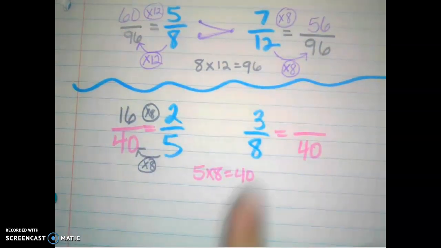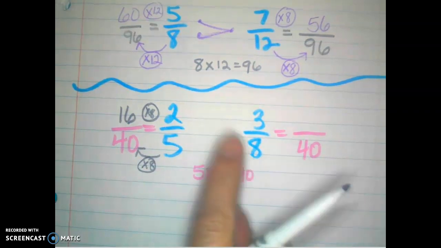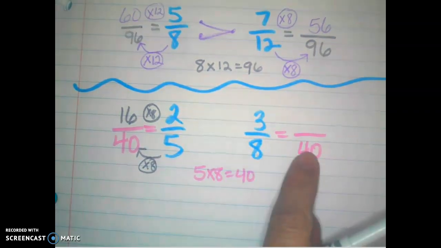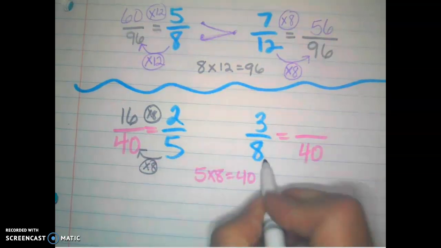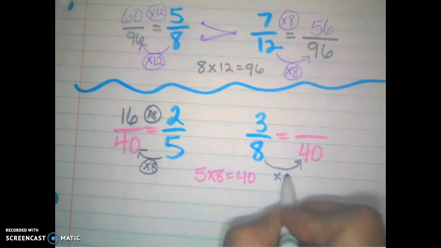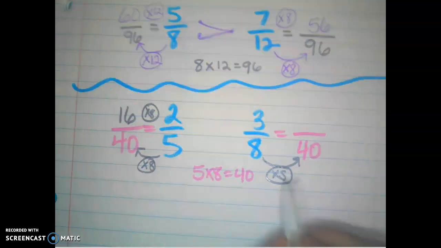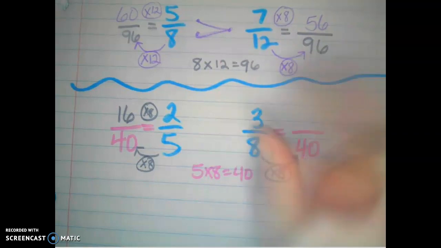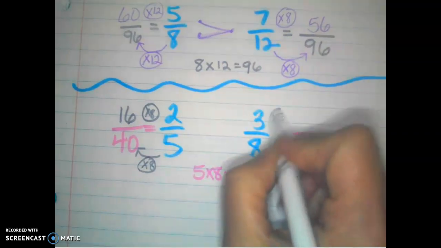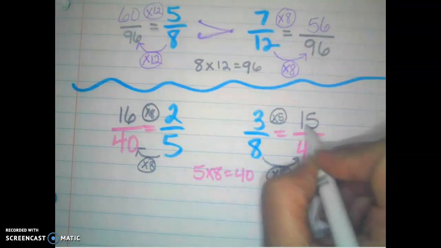Then I'm going to do the same thing on this side. I'm going to say, how did I get from 8 to 40? I did 5 times 8 to get 40. So if I multiply the denominator times 5, what am I going to do to the top? I'm going to multiply 5 times the numerator. And what is 3 times 5? 15. So I did step 2.